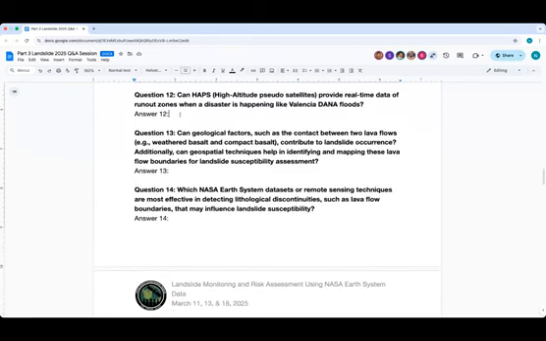Question 12. Can HAPS, or high altitude pseudosatellites, provide real-time data of runout zones when a disaster is happening, like the Valencia DANA floods? So really interesting question, particularly because I have never come across the term HAPS or high altitude pseudosatellites before, and I'm going to have to go and research that, and I'll provide a more detailed answer to this in the final version of this.